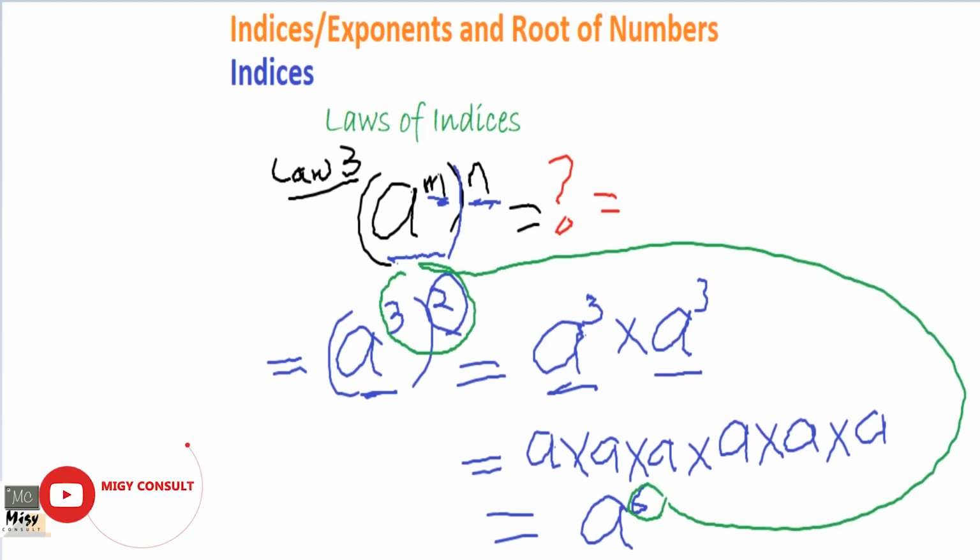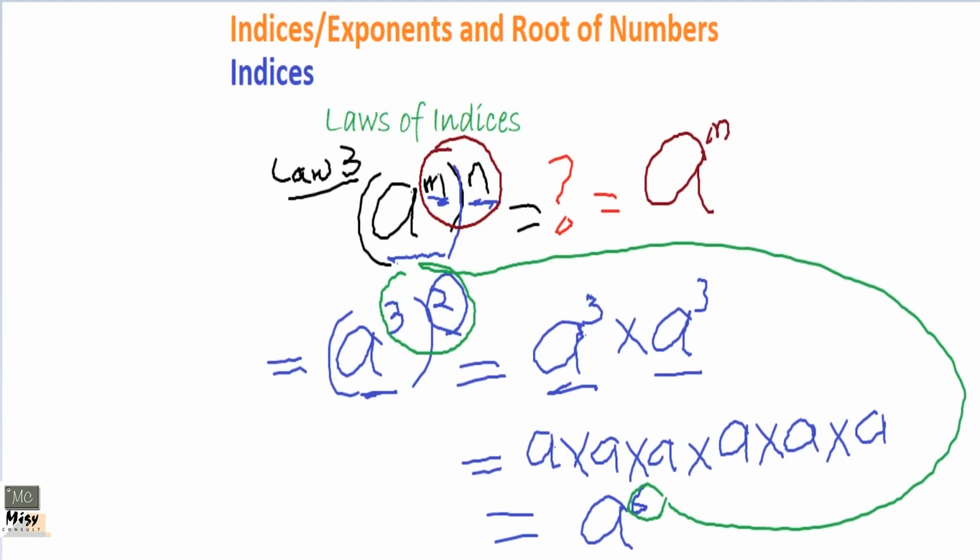2 and 3 give you 6, because the bases are the same. So 2 and 3 and 6: you multiply them. Anytime you have a power raised to another power, you just multiply the powers, so it is m times n. And that is the third law of indices.